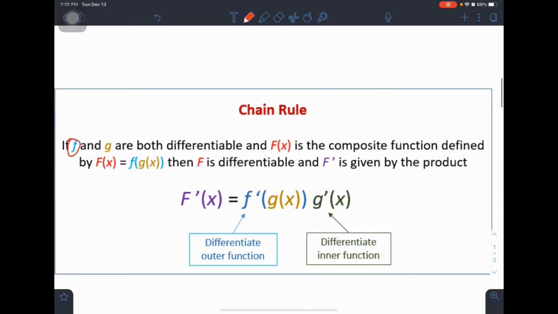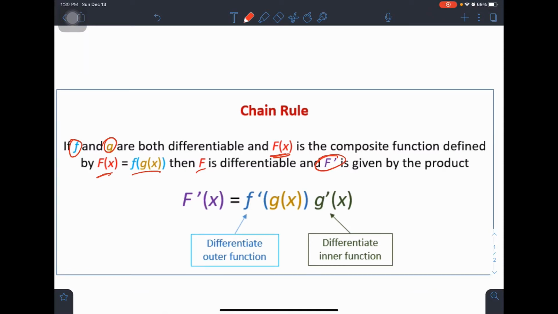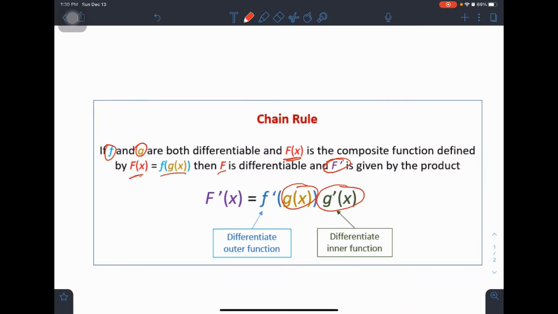If f and g are both differentiable, then F of x is the composite function defined by F of x equals f of g of x. Then F is differentiable, and F prime is given by the product of the derivative of f of g of x multiplied by the derivative of g of x. So what does that look like?